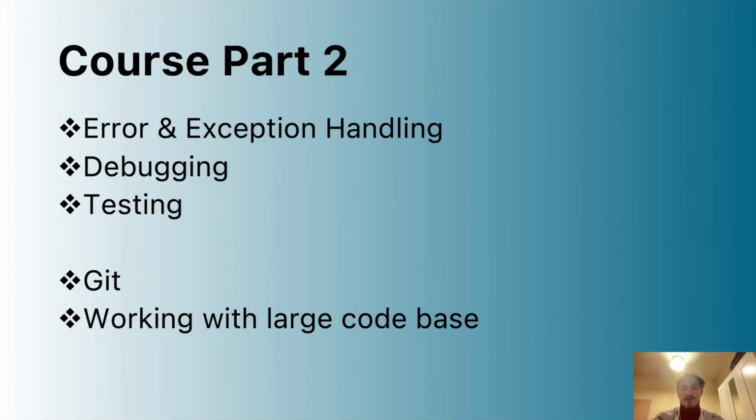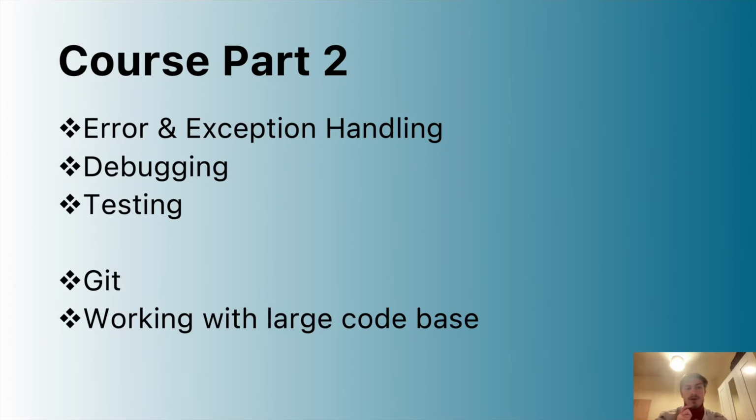In the second part of the course, we will start off with error and exception handling, learning about how we can error out, how we can exit our code gracefully if an error or an exception occurs. Then we will talk about debugging, going through our code and making sure that it works exactly as we want it to, and there are no bugs ideally, but as few bugs as we can possibly achieve.